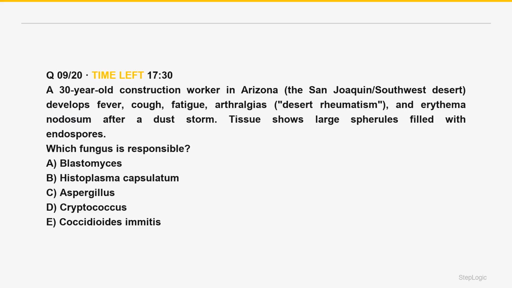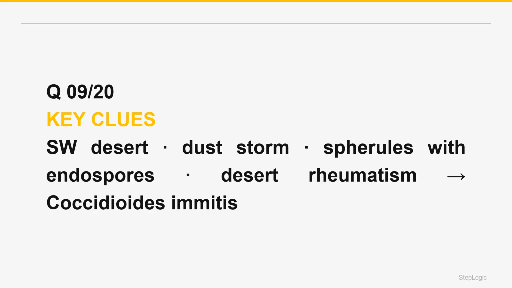Which fungus is responsible? A 30-year-old construction worker in Arizona, in the Southwest desert, develops fever, cough, fatigue, arthralgias, desert rheumatism, and erythema nodosum after a dust storm. Tissue shows large spherules filled with endospores. Read the command: which fungus? Southwest desert, dust exposure, spherules with endospores, desert rheumatism, erythema nodosum: Coccidioides immitis.